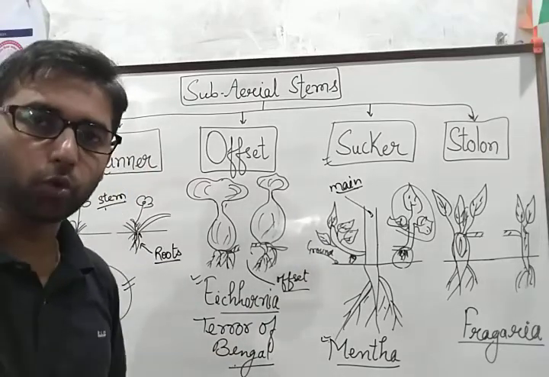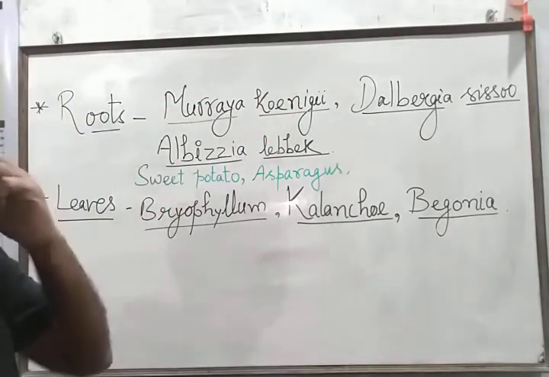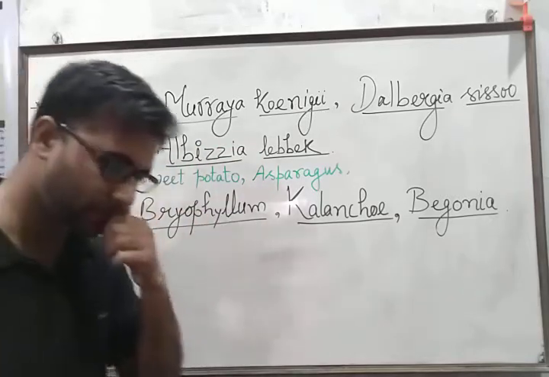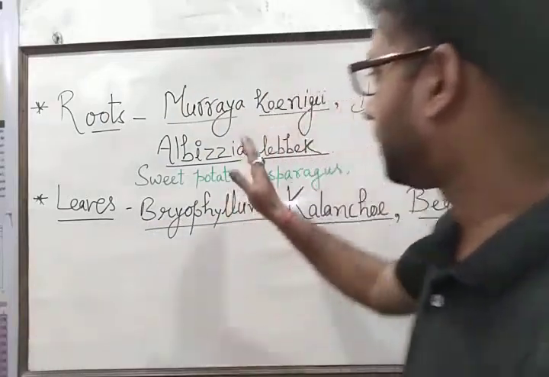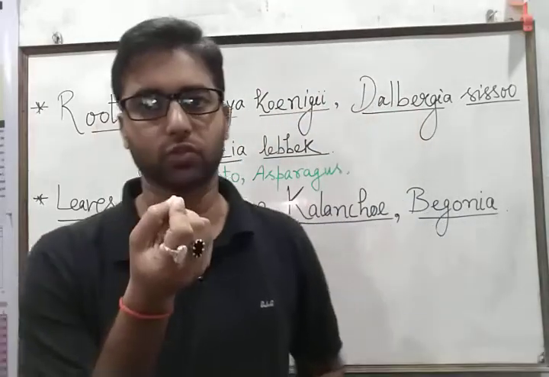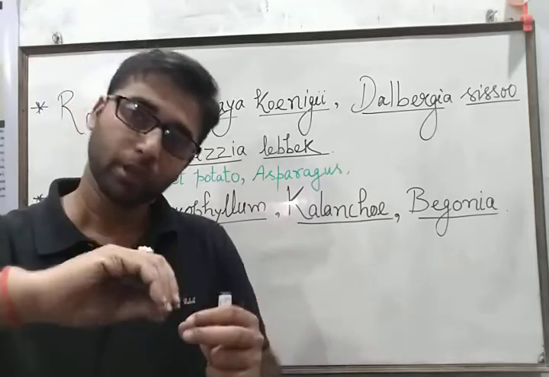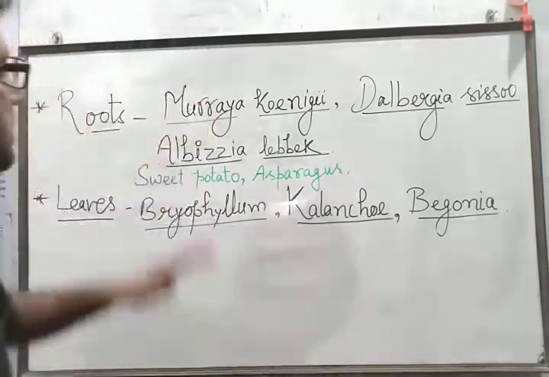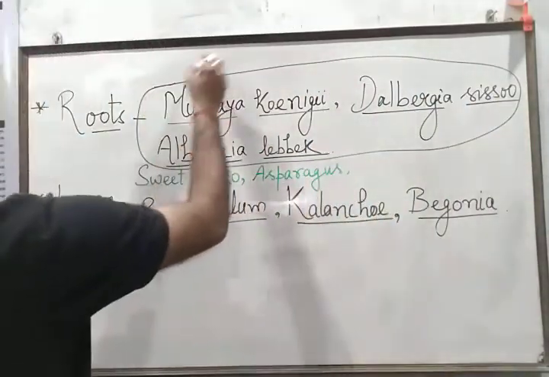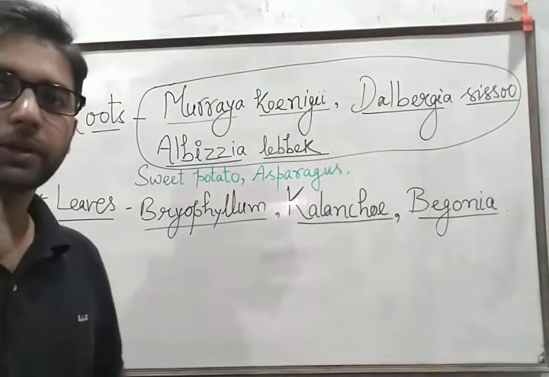Next one is by the roots. Some woody plants like Moringa oleifera, Albizia sisu, Albizia lebbeck, and some other plants like sweet potato, asparagus, and others produce bud-like structures in their roots, and each bud eventually gives rise to another plant. So this is the best method. These are some woody plants: Moringa oleifera, Albizia sisu, and Albizia lebbeck. These are woody plants. Okay.